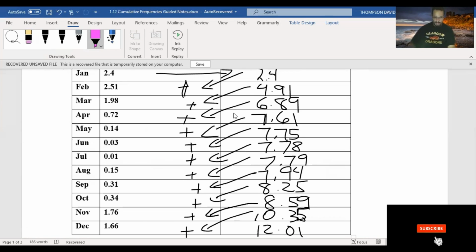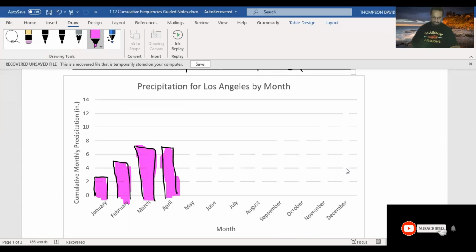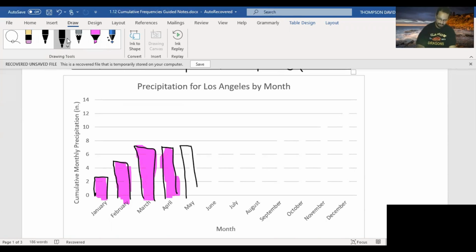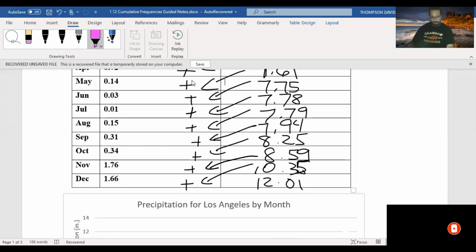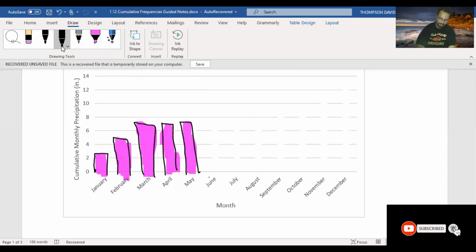April, we have a total of 7.61. And we're going to fill the bar in. May, we have 7.75. So we'll approximate 7.75, which is just slightly higher. And we're going to fill the bar in. June, we have a total of 7.78. In July, we have 7.79. So we'll handle June and July.